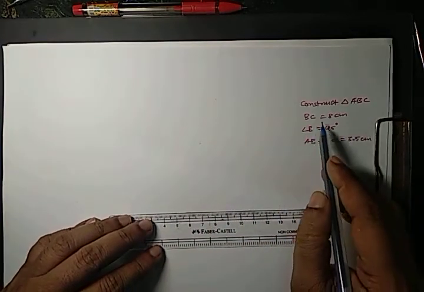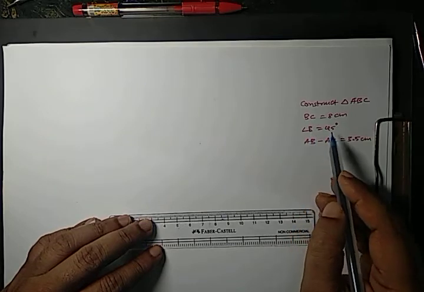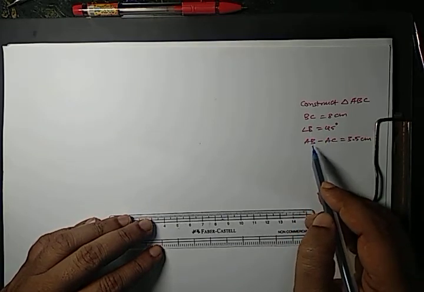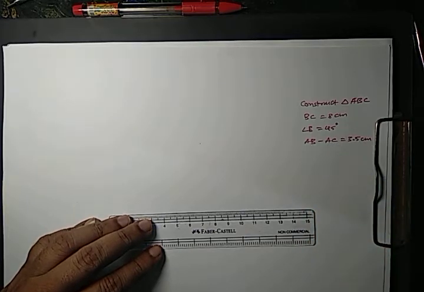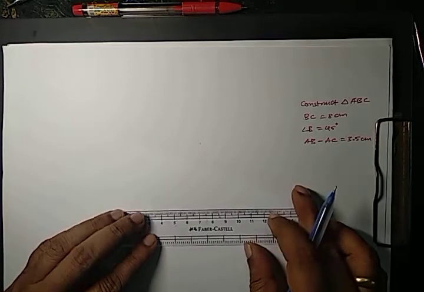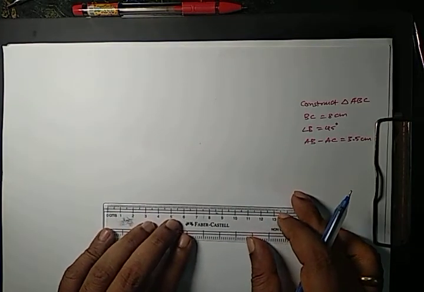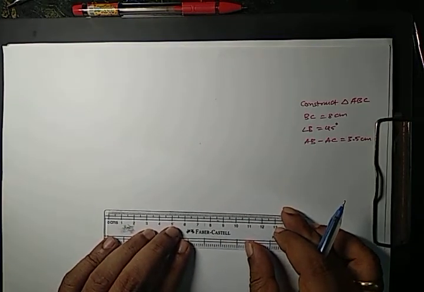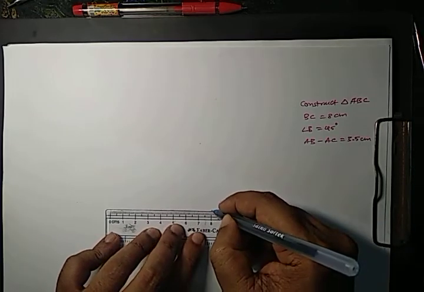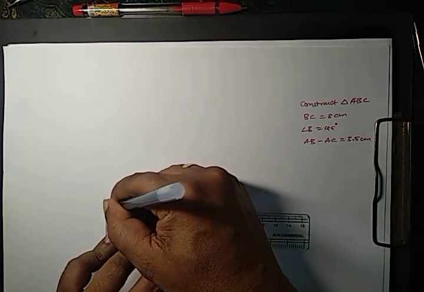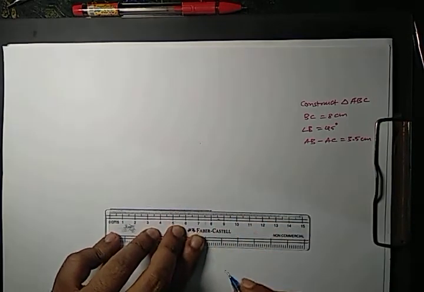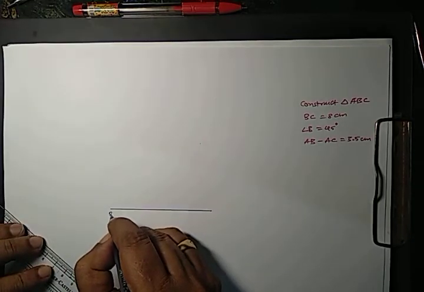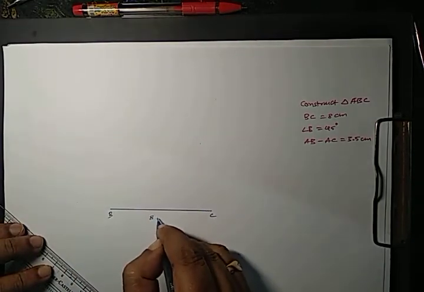So dear students, we are going to construct triangle ABC. The base is 8 centimeter, one angle is 45, and the difference of the two sides AB minus AC is 3.5. We'll start with the 8 centimeter. I'm just drawing it here, 8 centimeter. Now this is B and this is C, 8 centimeter.